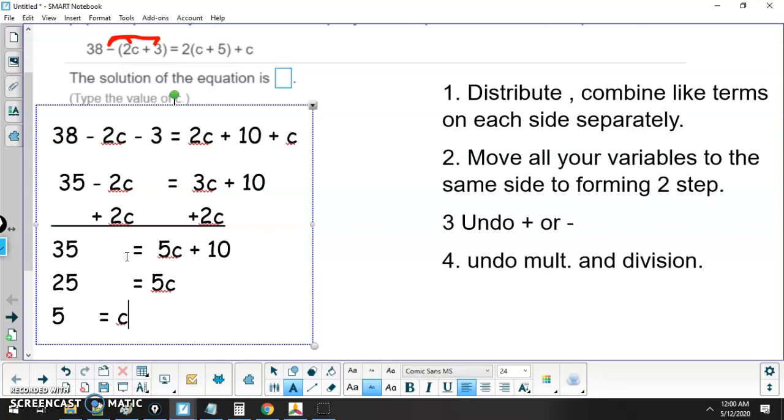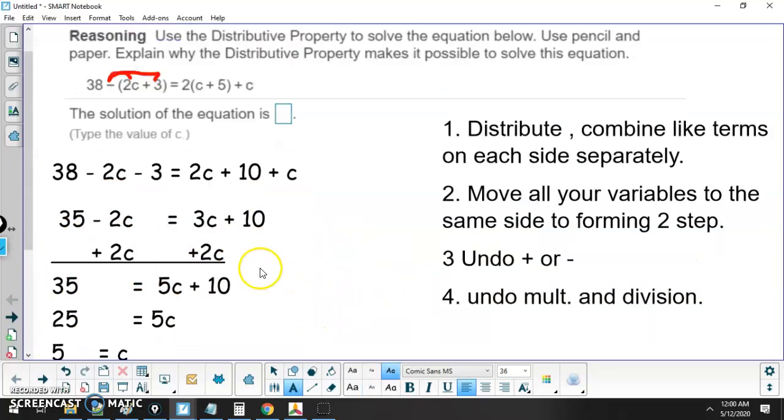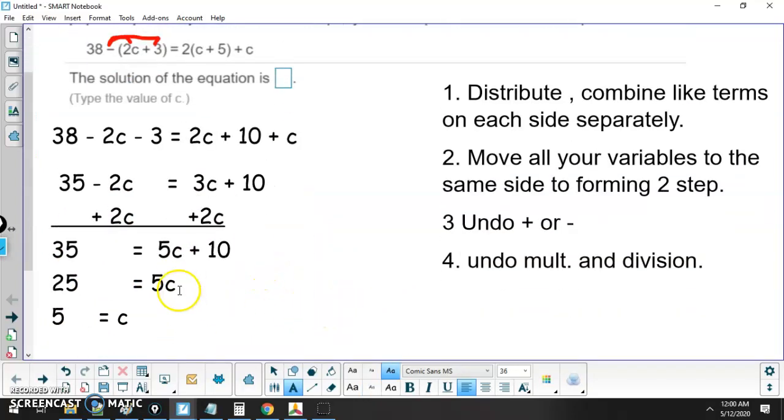So those were just the last two steps. I didn't actually show you what I did to both sides, but I did the two steps. All right, so hopefully that helps you. Remember, you can substitute your answer to check it. So, you just plug your answer back in for these c's, and you should get the same number on both sides of the equal sign.